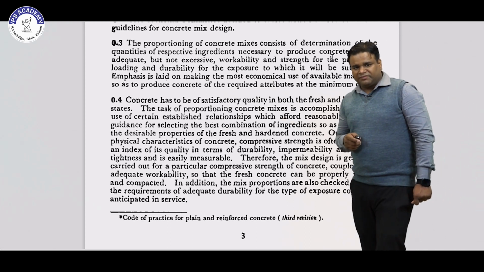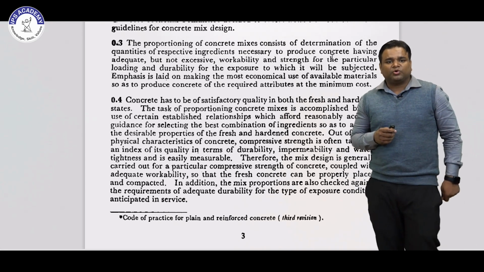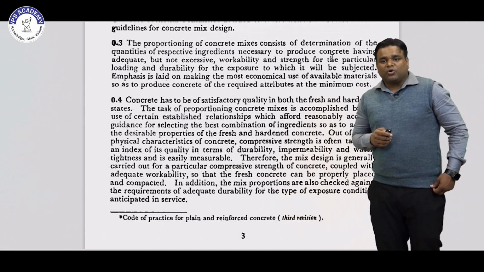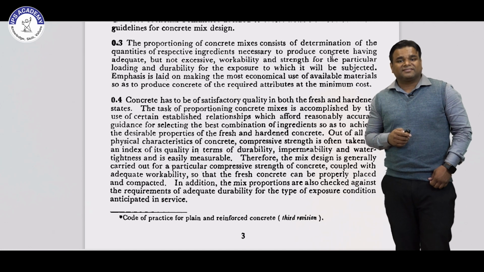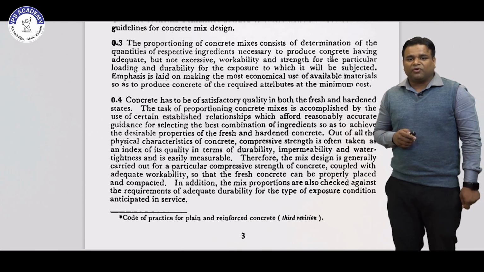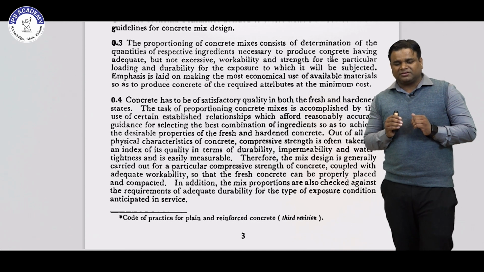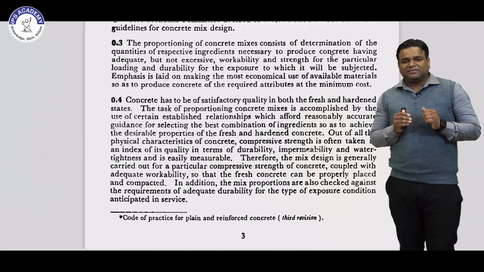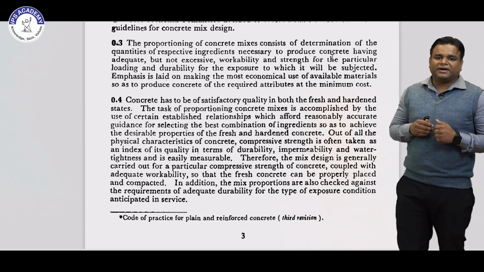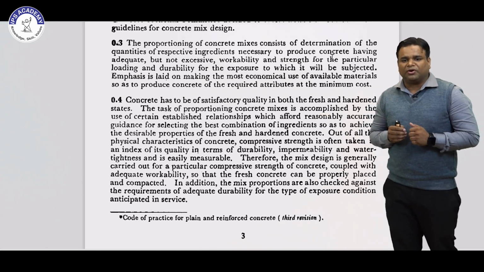In clause 0.3 we see that the proportioning of concrete mixes consists of determining the quantities of the respective ingredients necessary to produce concrete having adequate but not excessive workability and strength for a particular loading, and durability of concrete for the exposure to which it will be subjected. Our main emphasis in that code is to make the most economical use of available materials so as to produce concrete of the required attributes at minimum cost. Required attributes means required properties of the concrete at minimum cost.